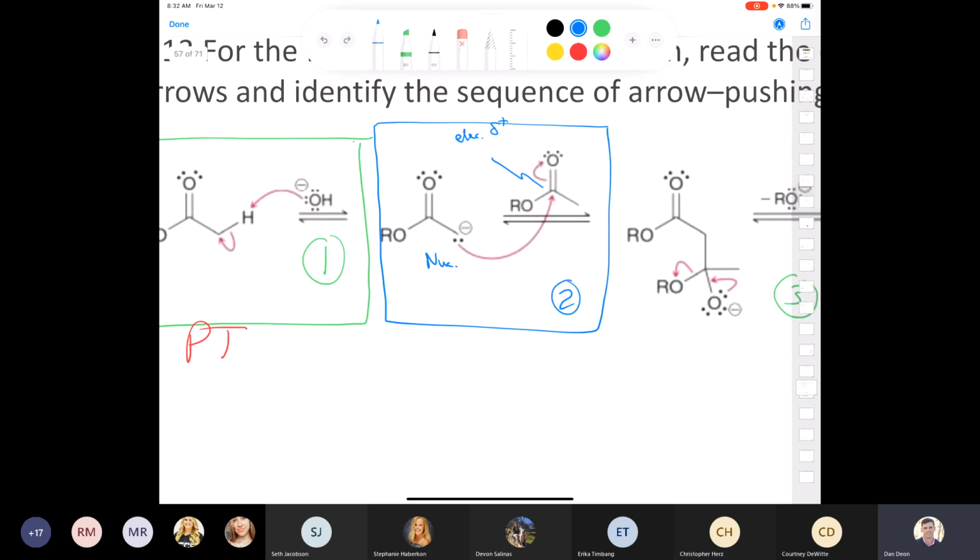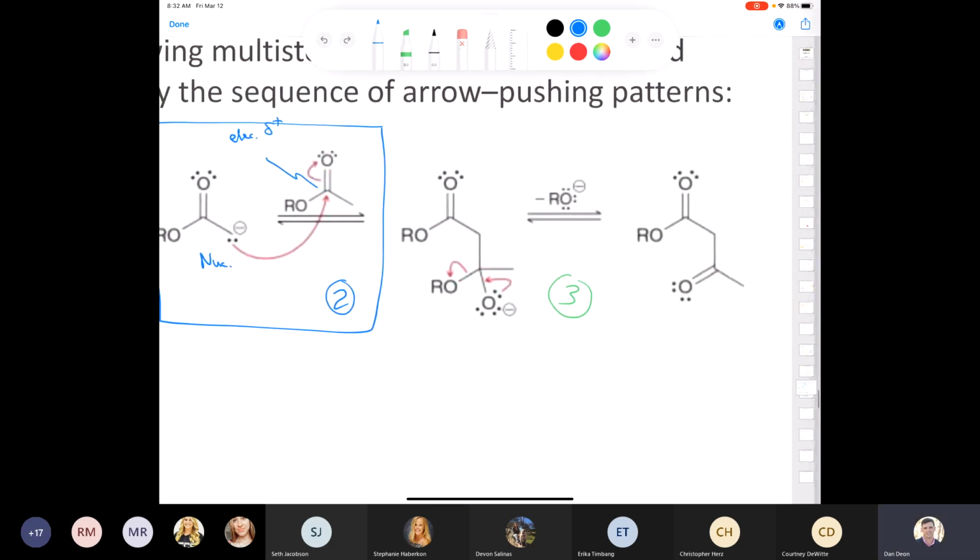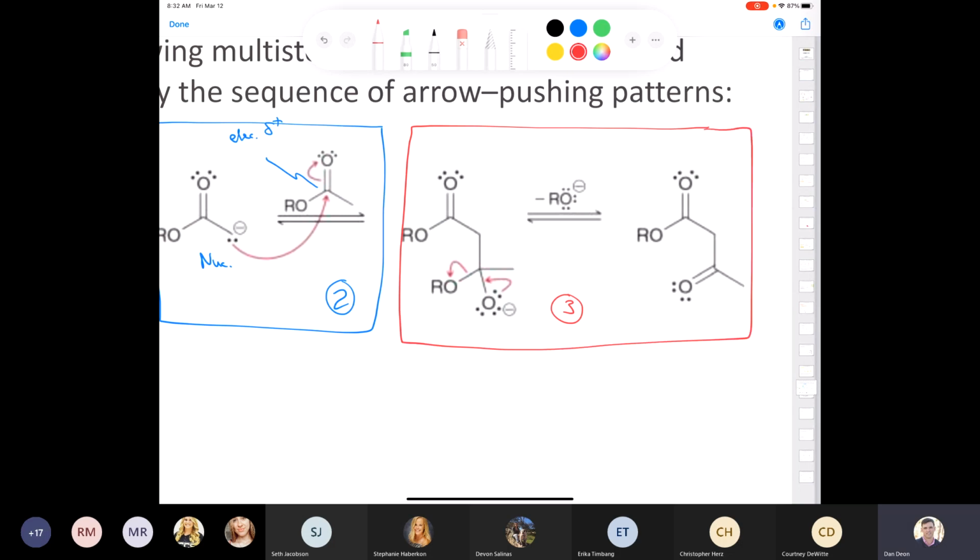And as I showed you earlier today, you can't form 5 bonds to carbon. And so this pair of electrons is going up onto the oxygen like that. Okay, there we go. That's the second step. And then here's the last step right here. I'll give you a second to think about it. What's happening in this step?